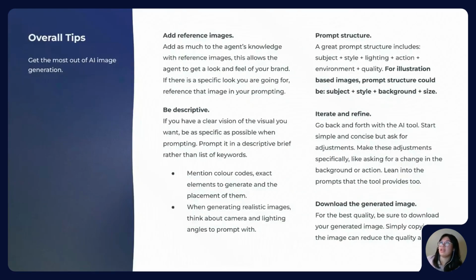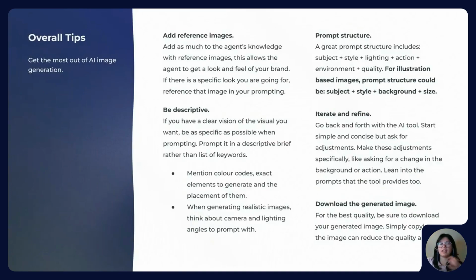So these are just tips for any image generation tools. 100% add reference images. The more that the AI can get context from, the better the result will be. And then also be descriptive. If you have a clear vision of the visual that you want already, you're like, okay, I want all these elements, write that in, like write down the color codes, the exact placement of them, if you want a foreground or a background. For realistic images, you have to think about it like a camera. So think about aperture sizes, or like, this is the certain lighting angle is coming from this angle. I want it from top down.